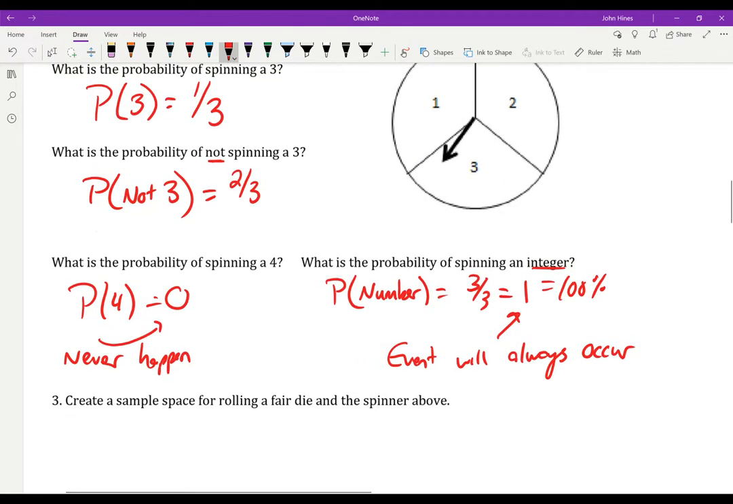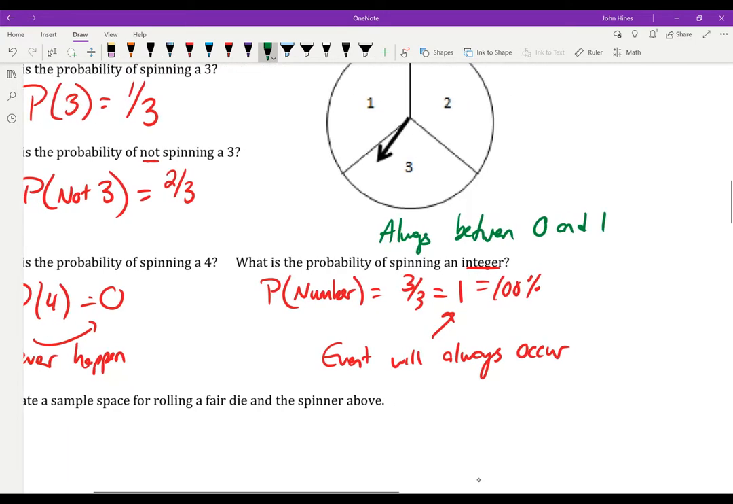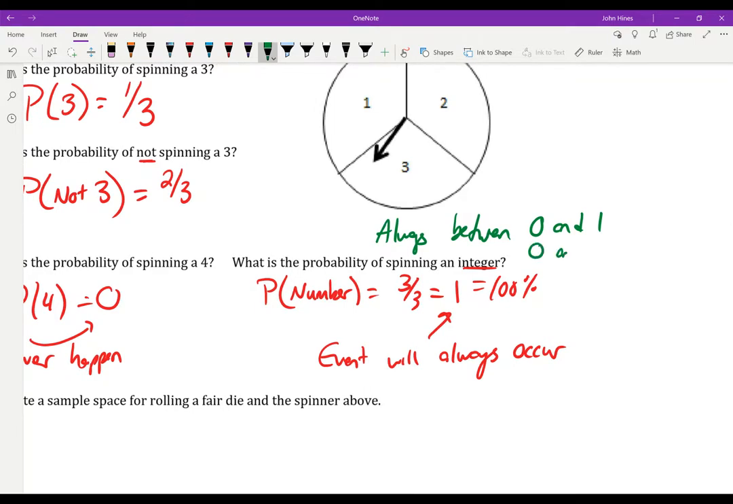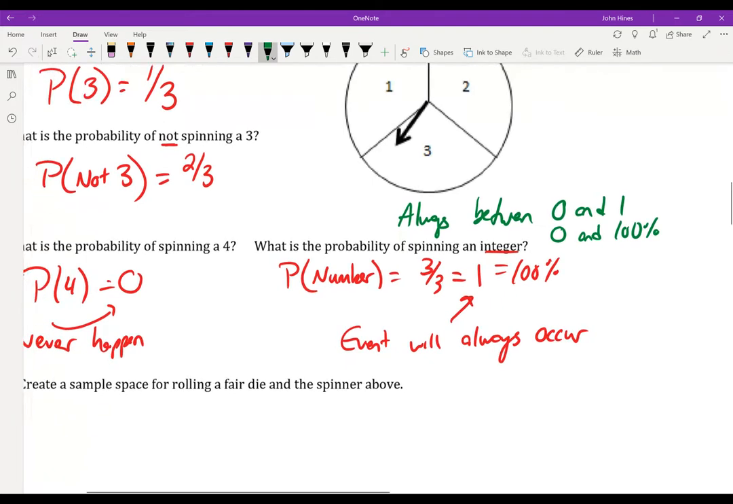And notice your answer for a probability question is always between 0 and 1. You should never have a probability of 10 or of 72 or -3. Those aren't probabilities. Now, if those were percentages, 73% is okay. But the decimal should always be between 0 and 1 or 0 and 100%, depending on whether you're working with decimals or percentages.